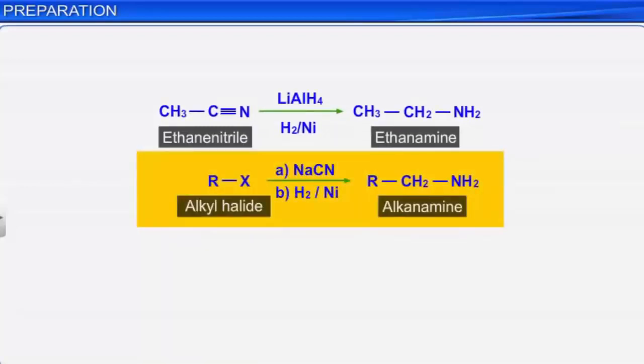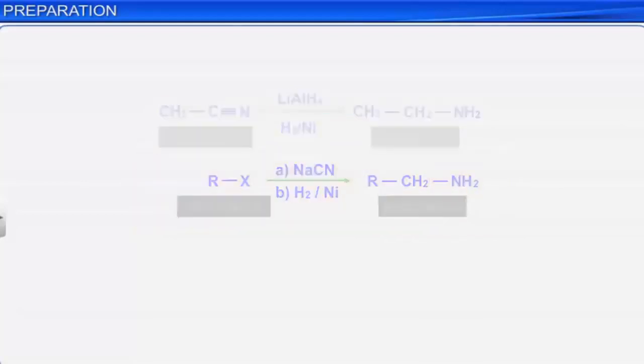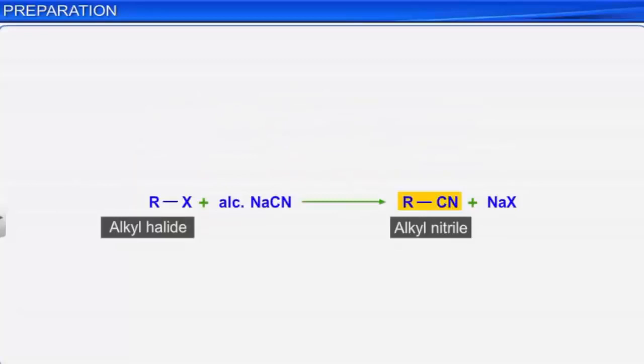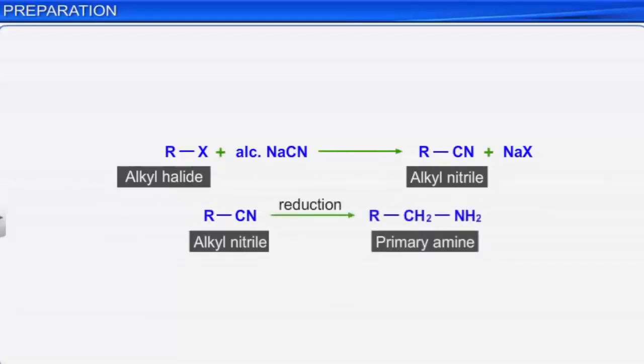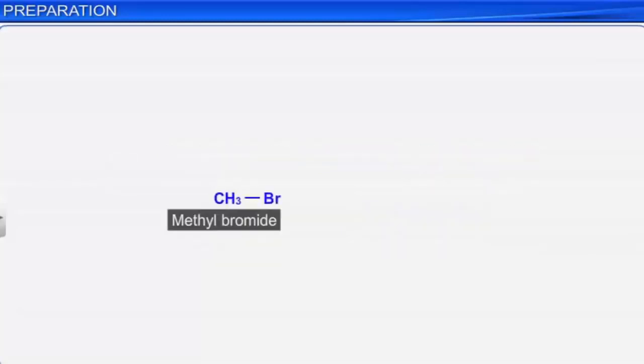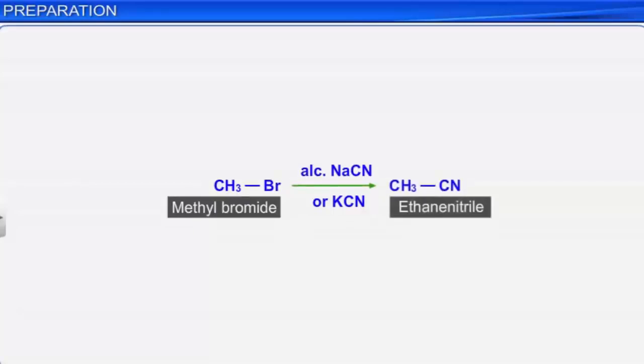Alkyl nitriles can be easily prepared by the action of alcoholic sodium cyanide or potassium cyanide on alkyl halide. Alkyl nitriles thus formed are reduced to get the primary amines. This is an excellent method for the preparation of primary amines. For example, methyl bromide on treatment with alcoholic sodium or potassium cyanide gives ethane nitrile. This on reduction with hydrogen in the presence of nickel as the catalyst gives ethanamine.